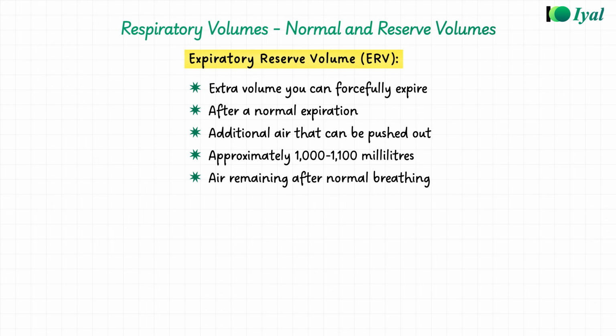Similarly, there is expiratory reserve volume or ERV. This is the extra volume of air you can forcefully breathe out after you have already done normal expiration. After you normally exhale, if you try extra hard to push out more air, how much can you push? That is ERV. For a healthy person, this is approximately 1,000 to 1,100 milliliters. Lesser than IRV because during expiration, the lungs cannot completely collapse. There is always some air left.